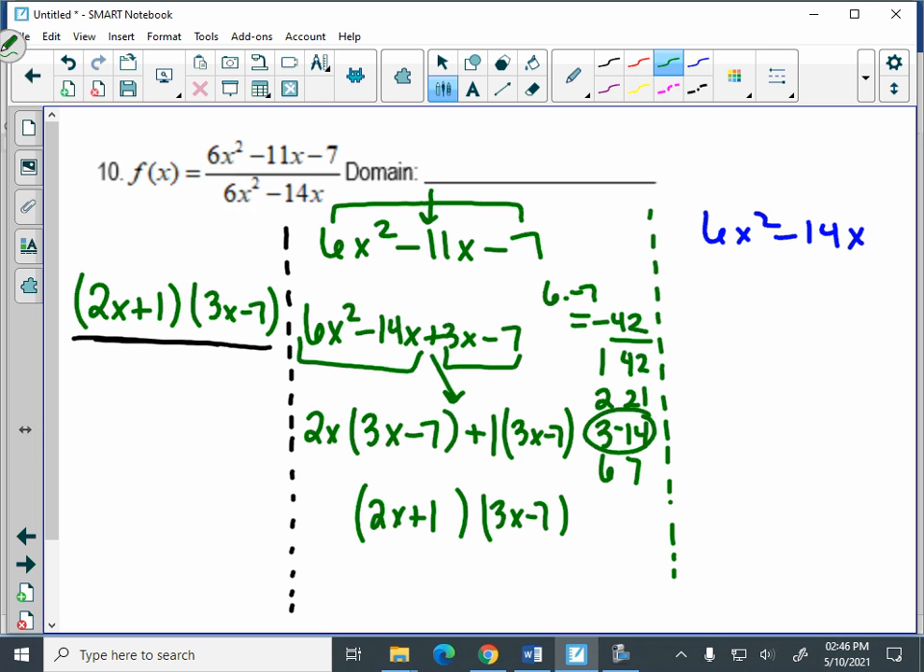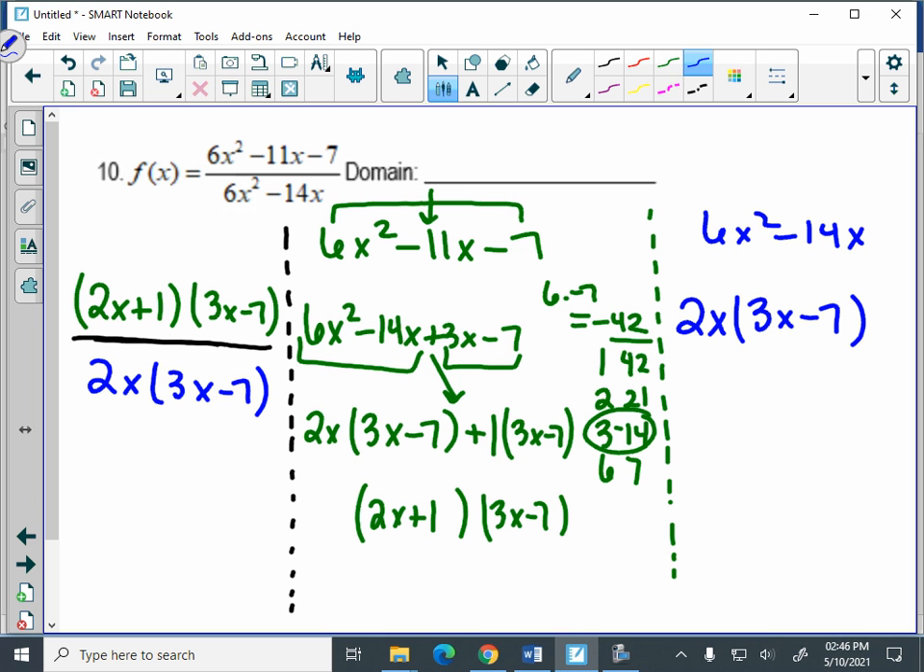Now let's factor our denominator. Take out your GCF. My GCF between the first two is 2. We can also take out an x. And we're left with 3x minus 7. Can't factor anything else. So we're left with 2x times 3x minus 7.